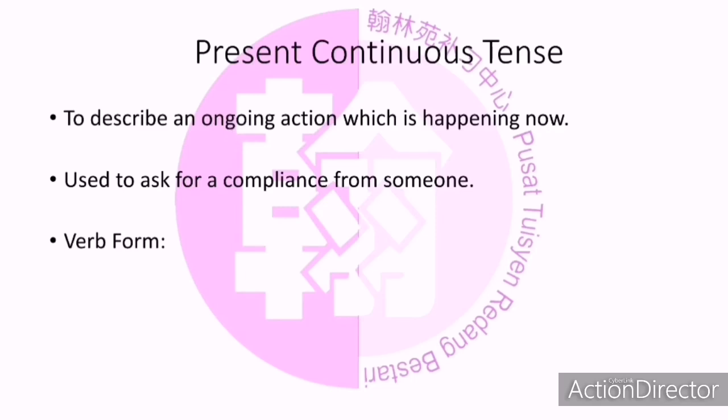So the following we are going to share with you is the present continuous tense. This is a tense that describes an ongoing action which is happening now, and it is also used to ask for compliance from someone. I will try to explain what it means to ask for compliance from someone. So we shall see the formation of the verb form. The verb form would be is or are with the verb along with ing. Please bear in mind, is or are with the verb along with ing. So don't write it in bare form.